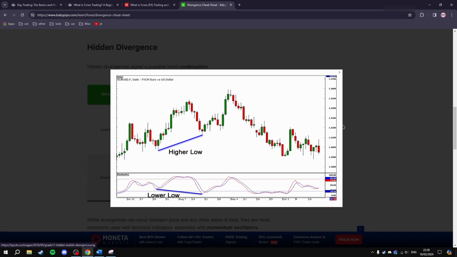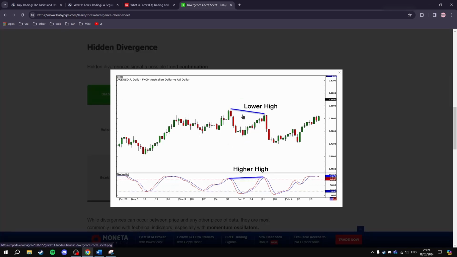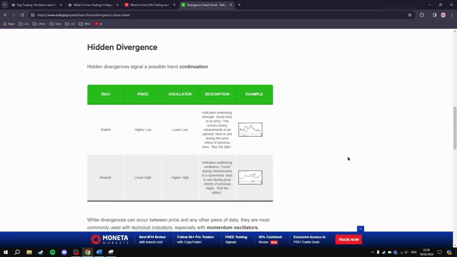These all line up. Bearish: lower highs, which is what the price action is showing, whereas the indicator shows a higher high. Indicates underlying weakness found during retracements in a downtrend. Nice to see during price retests of previous highs. Sell the rallies. So these line up. The highs of the price are getting lower, whilst the highs of the indicator are getting higher.